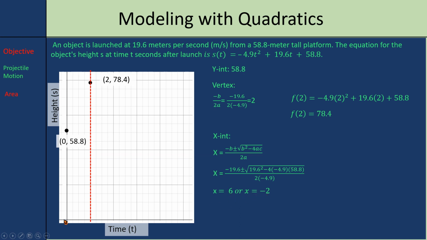So here, x can't be negative, right? Because time can't be negative. You can't really consider time before the rocket was launched, right? Because it's not modeling that. It's modeling since it first launched. So you can only use the positive one, right? So there is 2, 4, 6. Yeah, 6 right there. That's your x-intercept. And then there's your graph.